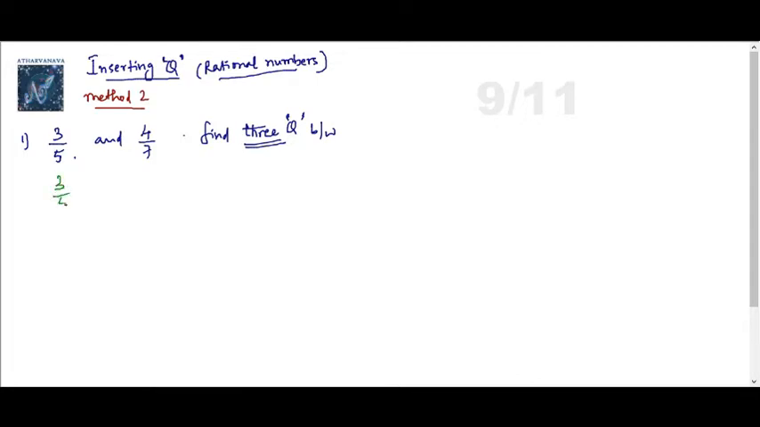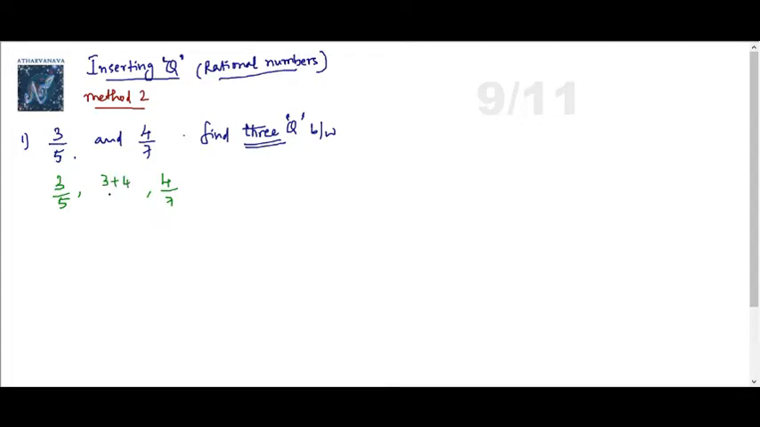In this second method, we use commas instead of greater than or less than symbols, just because we are not sure how much 3 by 5 is or how much 4 by 7 is. Yes, of course, with the help of LCM we can find our denominator and make out which one is greater, but I suggest you use commas so that it is convenient for you without any confusion.